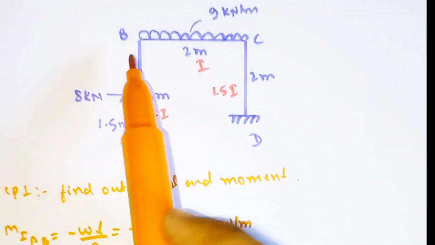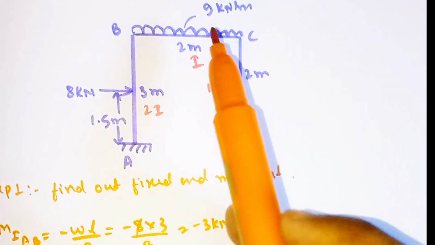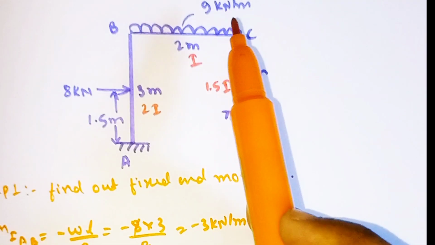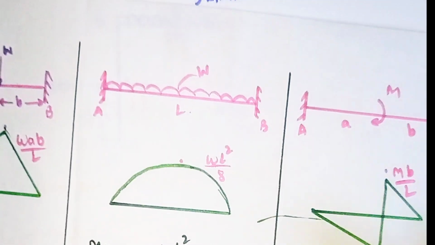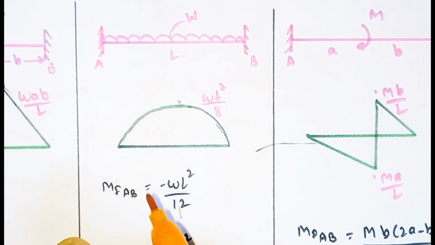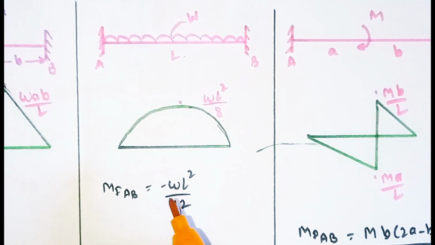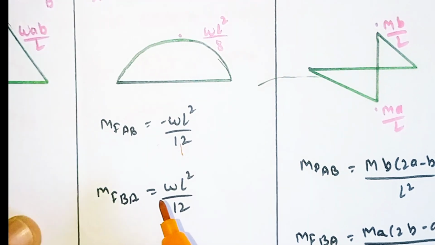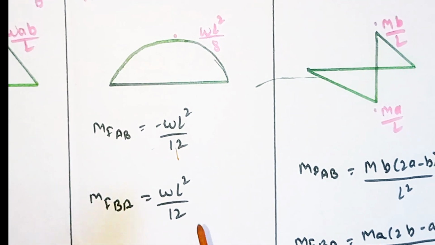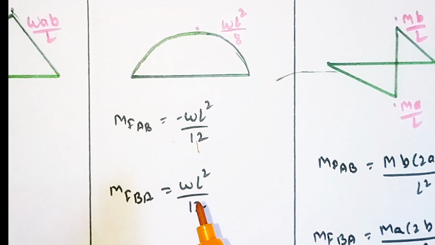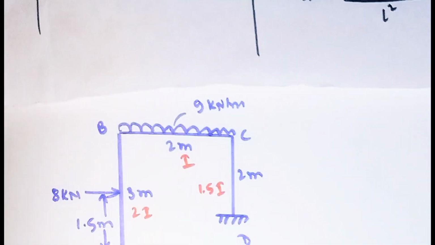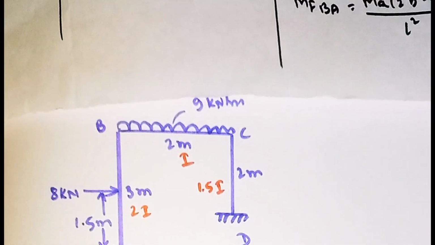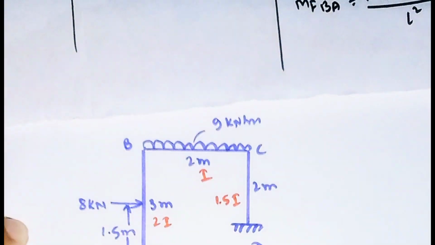Similarly, span BC is carrying a UDL of 9 kN per meter. For a span carrying a UDL we have the formula MFBC is equal to minus WL square divided by 12 and MFCB is equal to WL square divided by 12. By using these two formulas we will calculate the fixed end moments for span BC, which is carrying the UDL of 9 kN per meter.